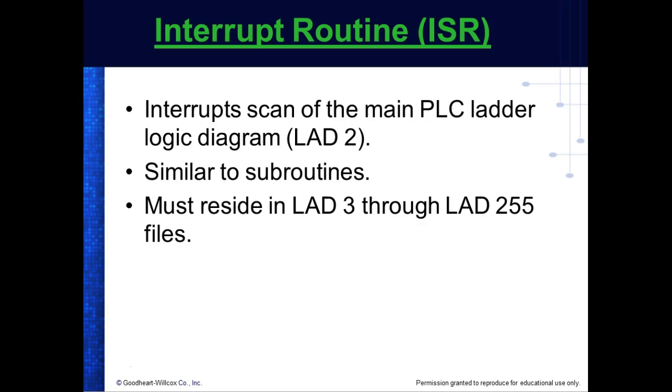Interrupt scans of the main program ladder logic, similar to subroutines, must reside in ladder 3 through ladder 255, so we call these interrupt subroutines. And of course, an interrupt subroutine is going to be a subroutine. So if it's a subroutine, it's not in ladder 2, right? It's got to be in ladder 3 through 255 for our Logix. Now you might get into a different PLC that has more as well.